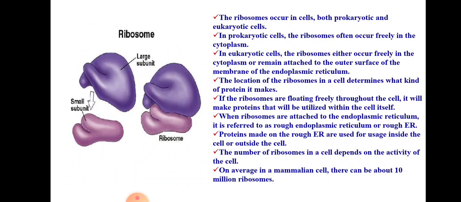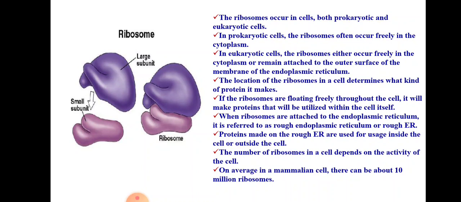Next, the ribosomes occur in both eukaryotic as well as prokaryotic cells. In the prokaryotic cells, the ribosomes often occur freely in the cytoplasm. But in the case of eukaryotic cells, the ribosomes either occur freely or attached to the endoplasmic reticulum. The location of the ribosomes in a cell determines what kind of protein it makes. The ribosomes floating freely throughout the cell make proteins that will be utilized within the cell itself.